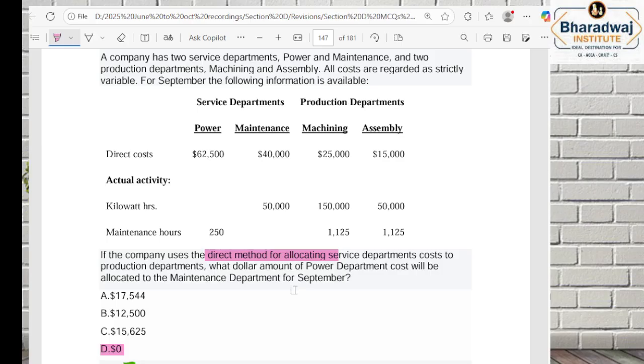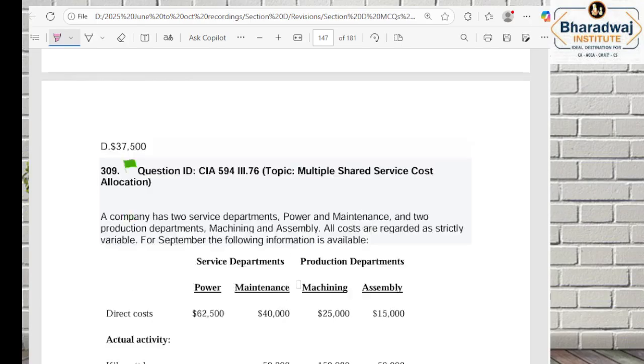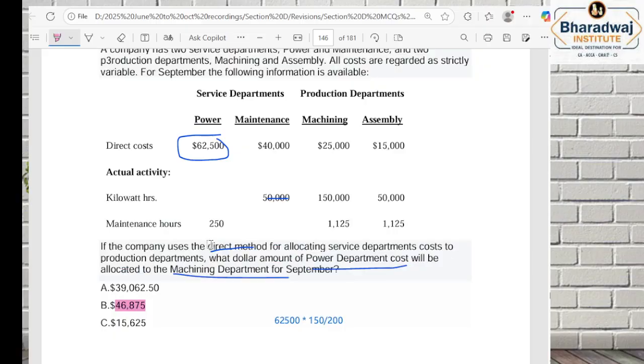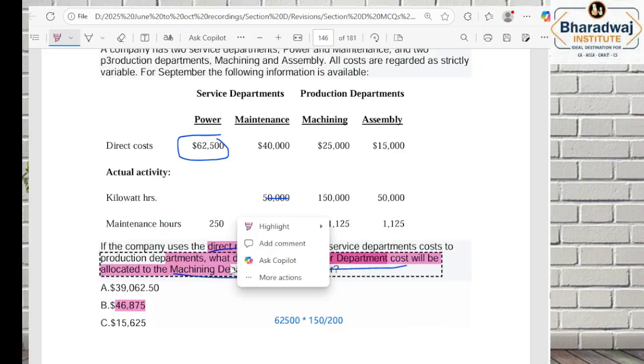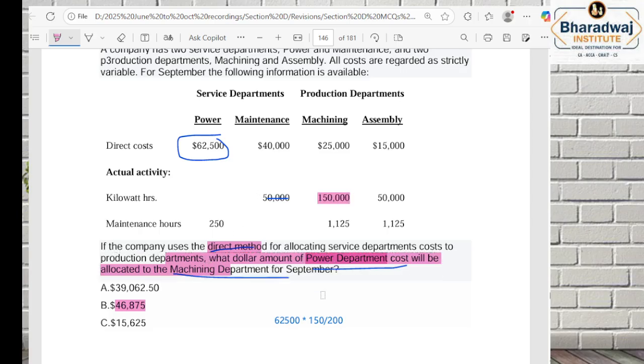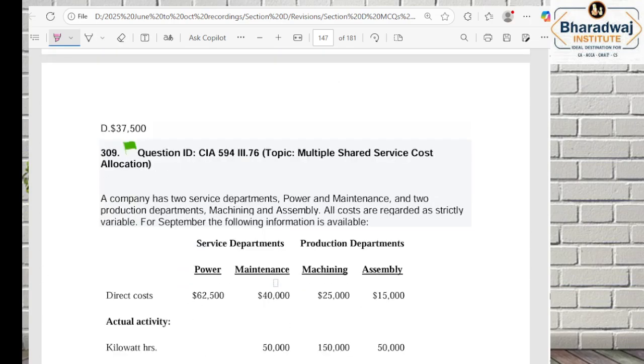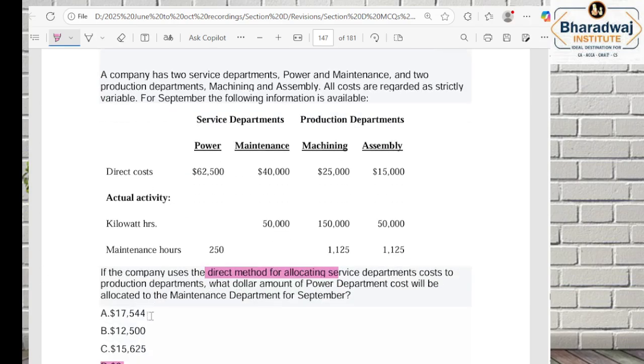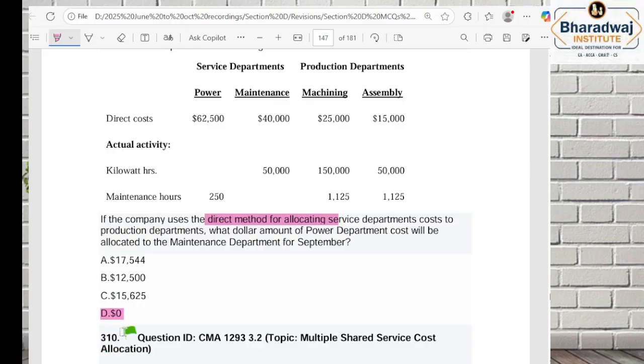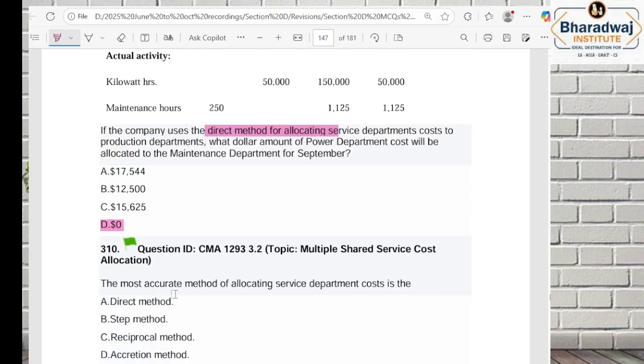So, ஒரே ஒரு செகண்ட் previous question. Direct method, power department cost to machining department. So 1,50,000 out of 2 lakhs. 62,500 into 150 by 200. Direct method, no cost will be allocated to production department. Service department 0. Answer is 0.